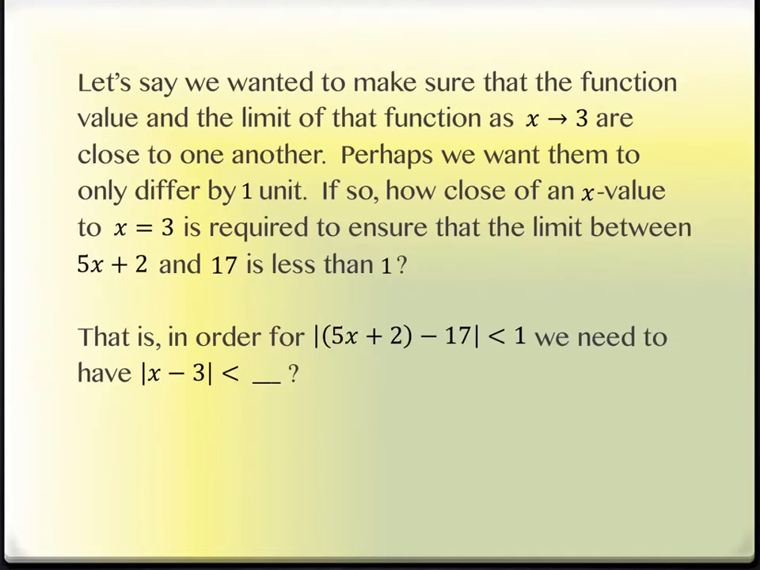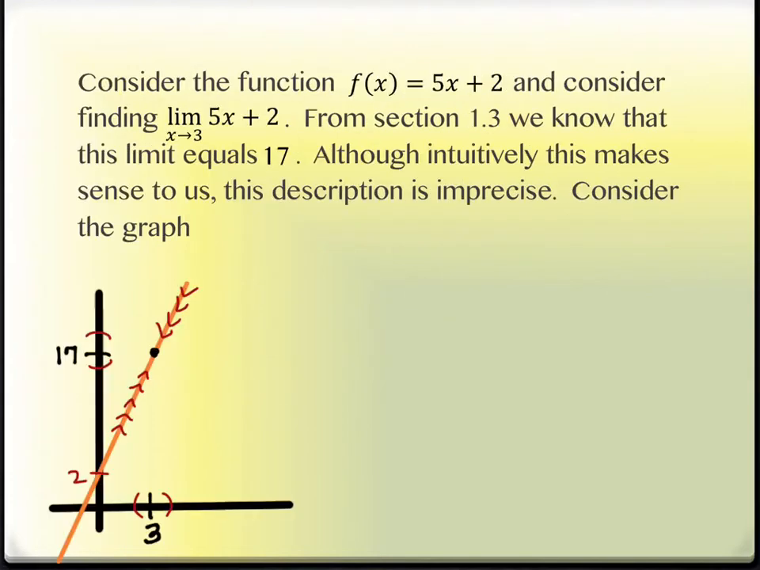If so, how close of an x value is required to ensure that that limit is actually 1 away? So over here, we want my limit to go between 16 and 18 if I'm 1 away. And the question is, how close do I have to be down here to make sure that it's really only 1 away? That's the idea. How close do I need to be on the x values to ensure that?